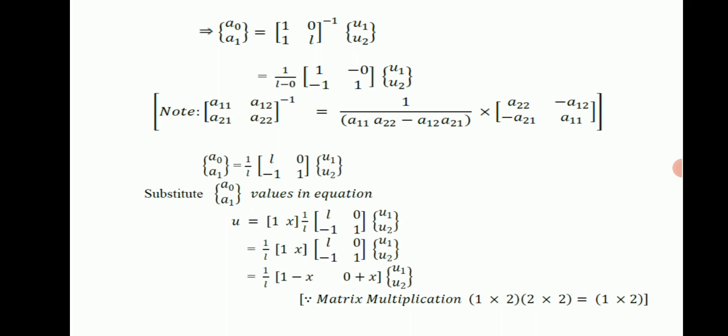So the A0 A1 values we want to substitute in the above equation. We will get U is equal to [1 x] and 1 by L, and the determinant of [L 0; minus 1 1] and U1 and U2. So we want to use the matrix multiplication, 1 into 2 into 2 into 2, and we will cancel the terms 2 here, and we will get the answer as a 1 into 2 matrix.